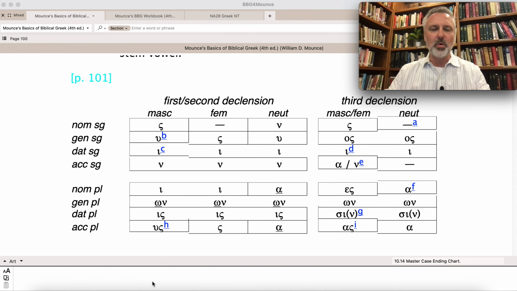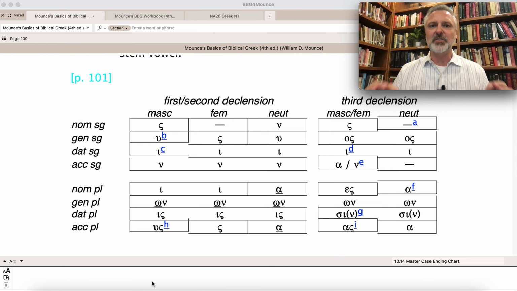We already know what a noun is. We know what a preposition is. We know what an adjective is. We've walked through the uses of adjectives as attributive or substantival or as predicates. No grammar here. Okay. But what we are learning is third declension nouns.